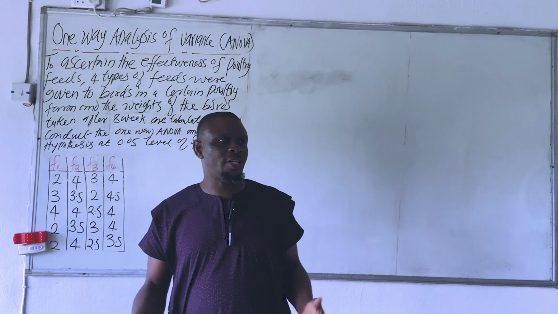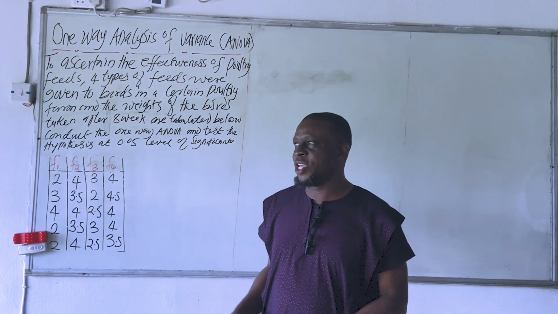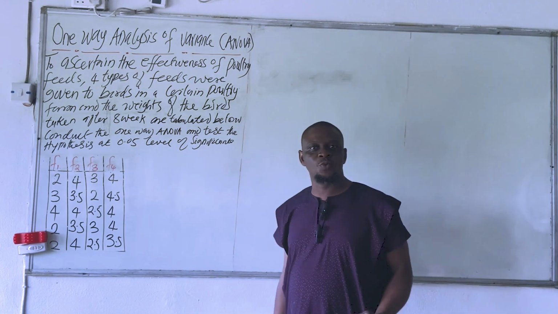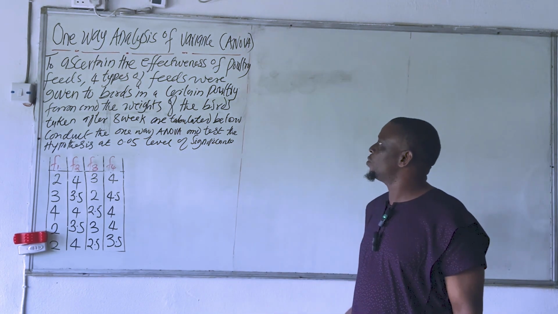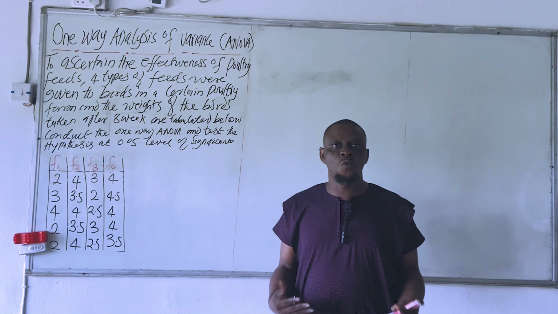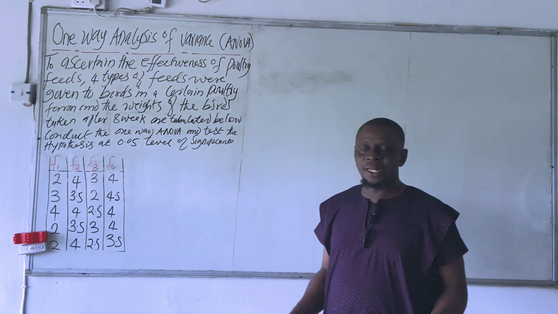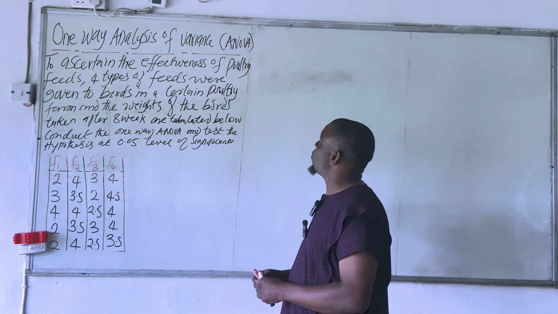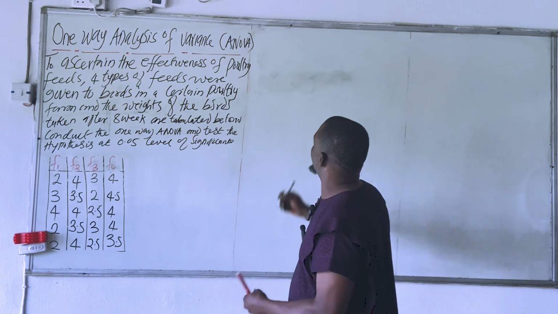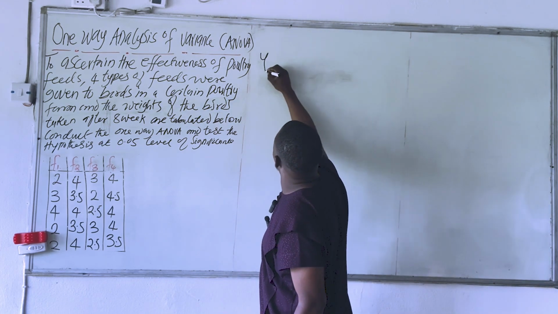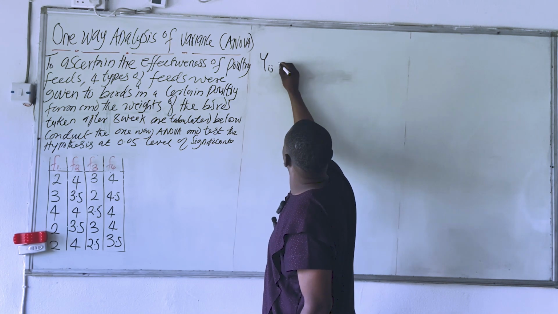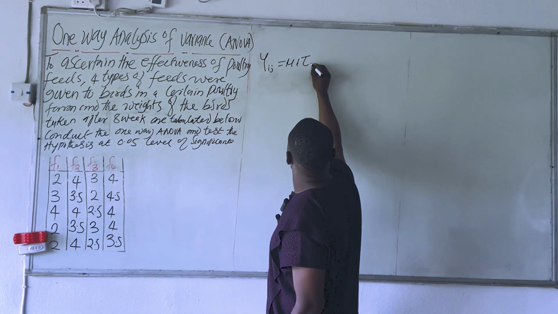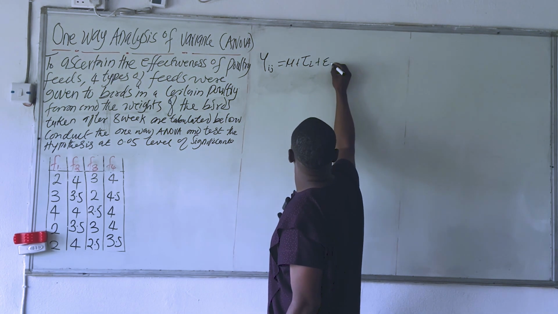In this class, we are going to carry out the one-way analysis of variance. The one-way analysis of variance is also known as one-way classification, or the one-factor analysis or one-factor classification. The model associated with the one-way analysis of variance is given as y sub ij is equal to mu plus tau i plus epsilon ij.